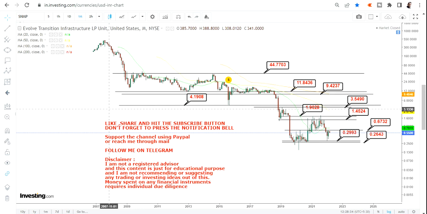You need not think about 4.19 and beyond, because this is completely conditional, and only if the stock moves beyond 4.2, you will have the next big target, which is in between 9.4 and 11.9. And there is no way we are going to talk about a $4 and above situation where the overall trend is on the downside.